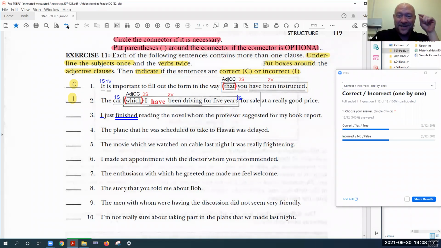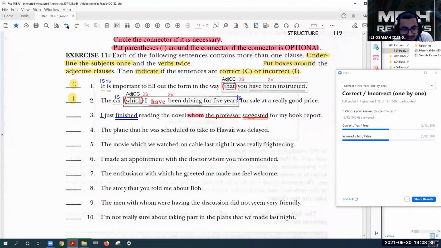Well done. Keep going. Keep explaining. And the second subject, the professor, and second verb, suggested. Excellent. And then there's a connector. Yes, but I think it's wrong. You think it's wrong. Very good. It is incorrect, gentlemen.